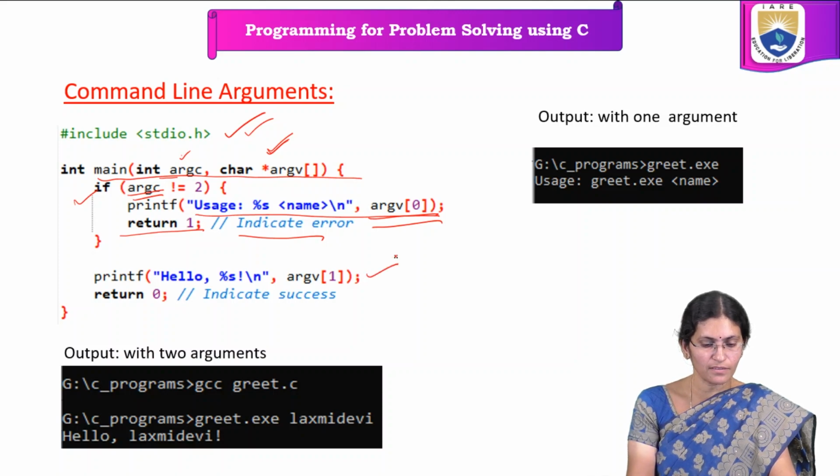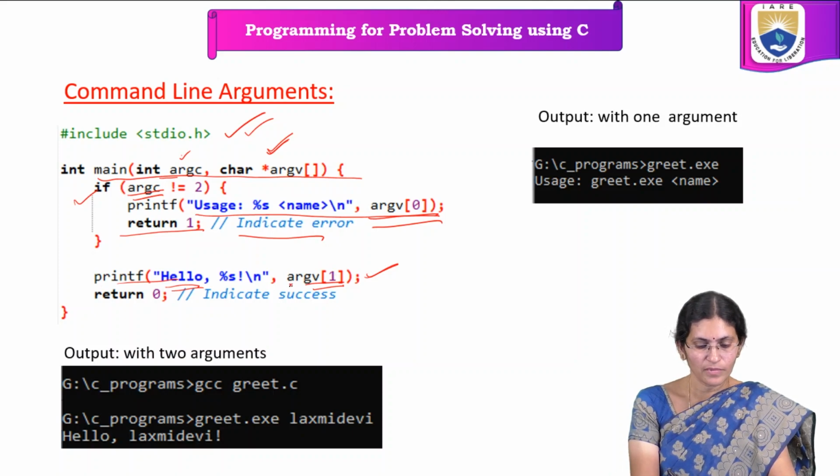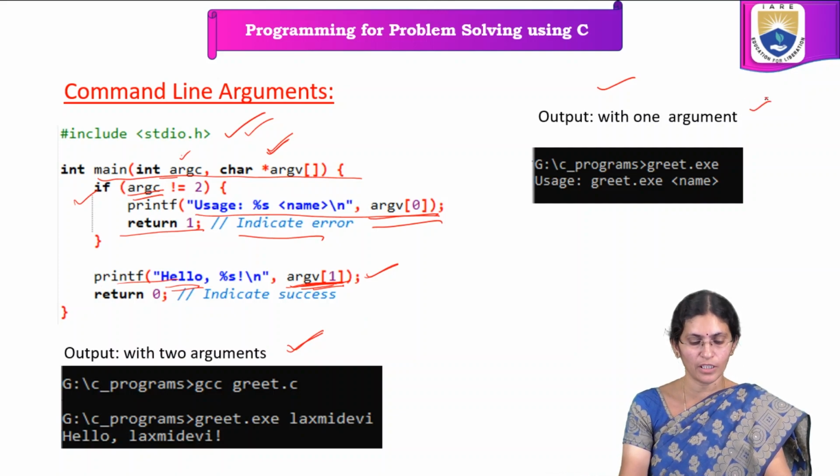If we are giving 2 arguments, if the number of arguments is 2, then it will print this message, printf hello, and then whatever argument we are passing. ARGV of 1 indicates the argument which we are passing, and ARGV of 0 is the name of the program. These are the two test cases which we have evaluated for this program. This is the output with two arguments and this one is the output with one argument only.